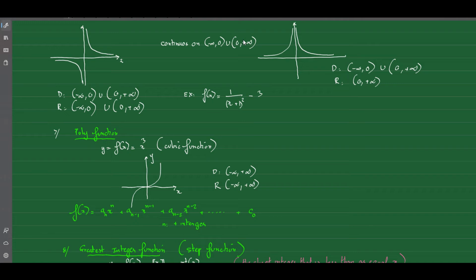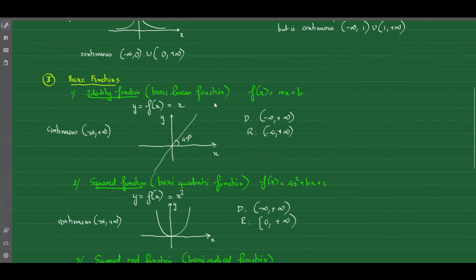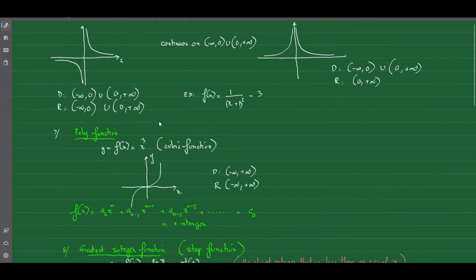And the next one is the polynomial function. Actually, all the functions we had here are polynomials. This is the first degree polynomial. This is the second degree polynomial function. Then we have another typical example of a polynomial function, the cubic function, when you have the third degree, and this is the graph. And you see this is continuous everywhere. No hole, no jumping. And it goes from negative infinity to positive infinity as the domain, and negative infinity to positive infinity as the range.